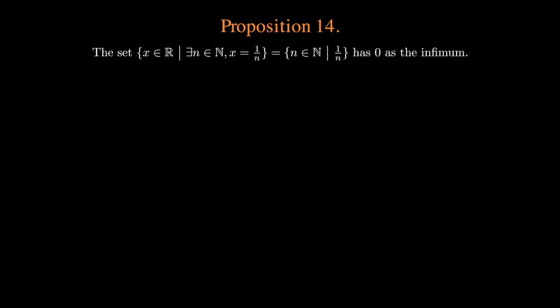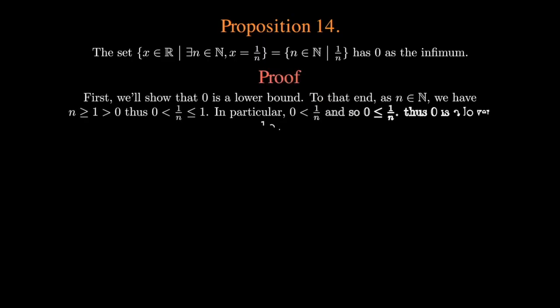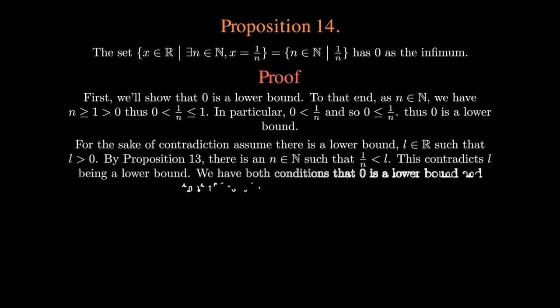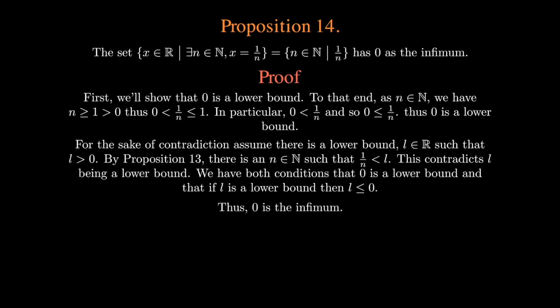Our final proposition states that the set of real numbers x such that there exists an n in the natural numbers where x equals 1 over n has 0 as the infimum. To prove this, we'll start by showing that 0 is a lower bound. To that end, we know that since n is a natural number, n is greater than or equal to 1, which is strictly greater than 0. Thus, 1 over n is between 0 and 1. In particular, 0 is less than 1 over n, and so 0 is less than or equal to 1 over n. Thus, 0 is a lower bound.